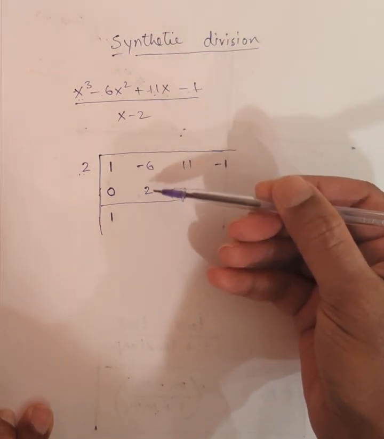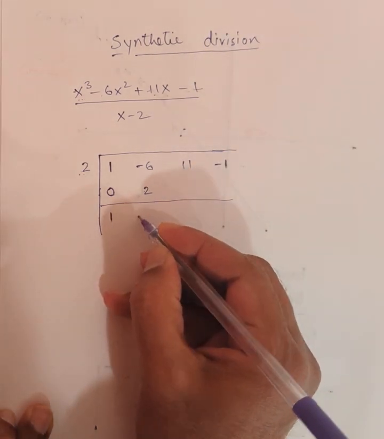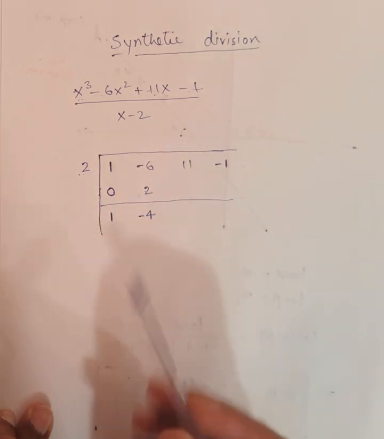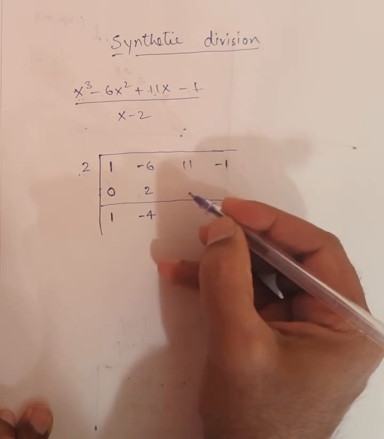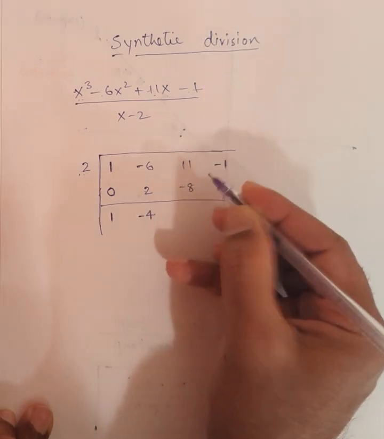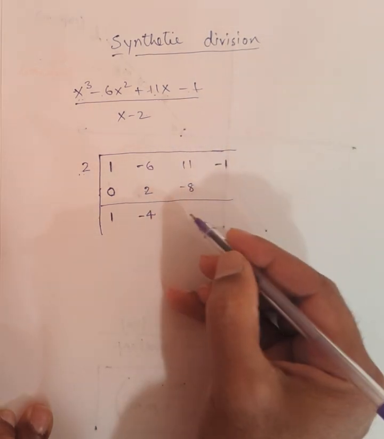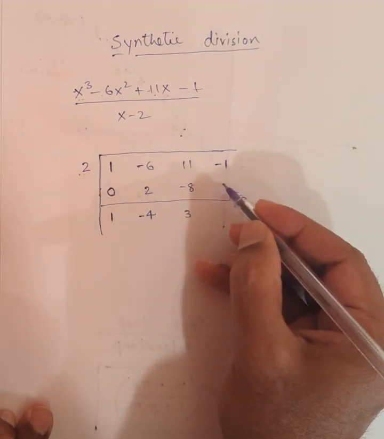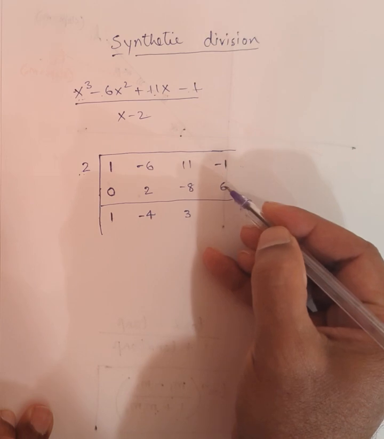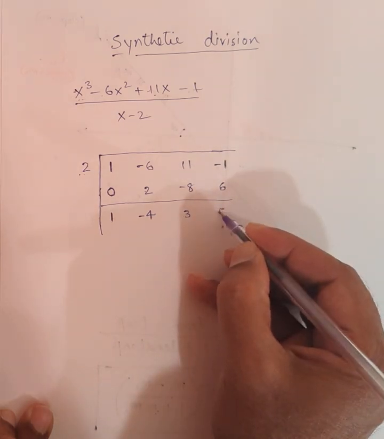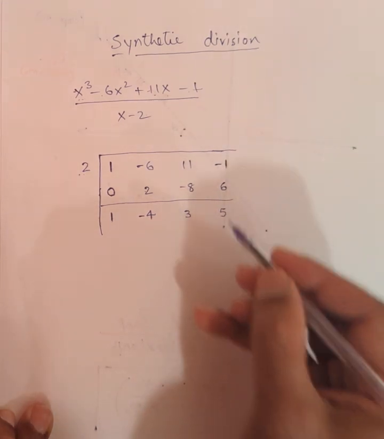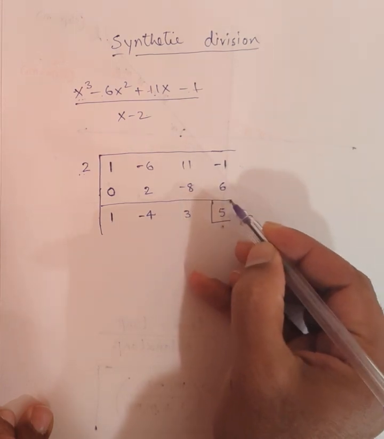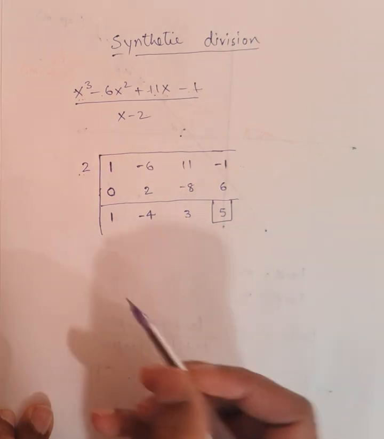So keep going. Negative 6 plus 2 is negative 4. Remember, this is addition. And 2 times negative 4 is negative 8. 11 minus 8 is 3. 2 times 3 is 6. Negative 1 plus 6 is 5. And the last number you see is the remainder.